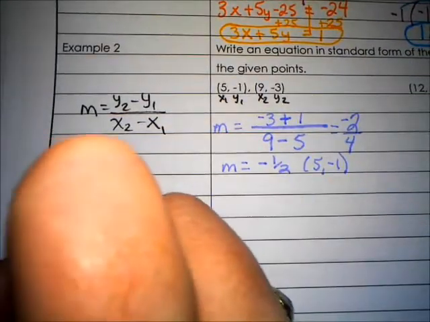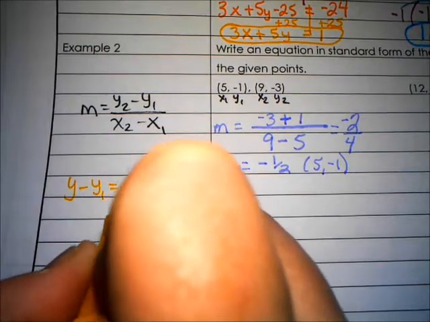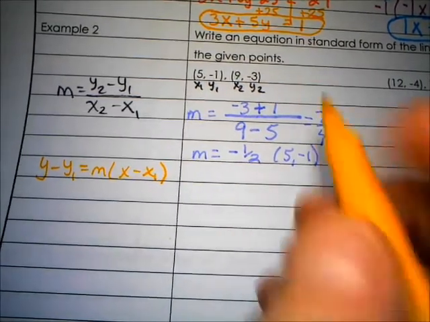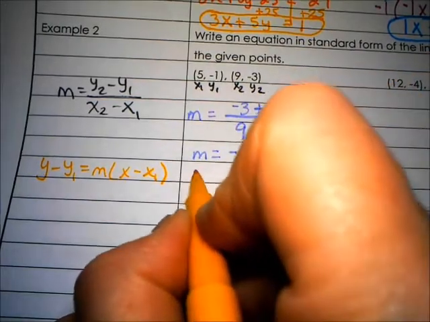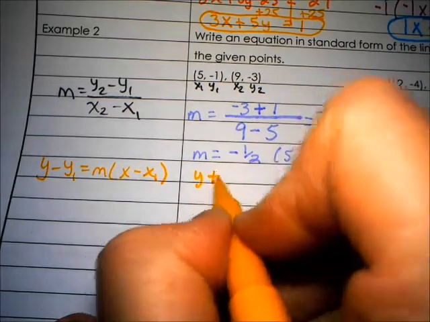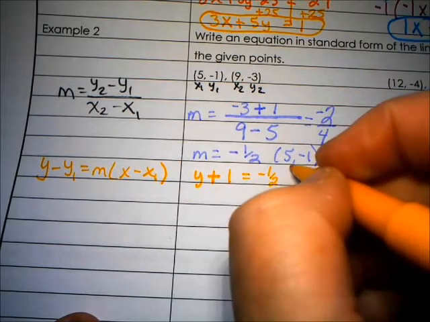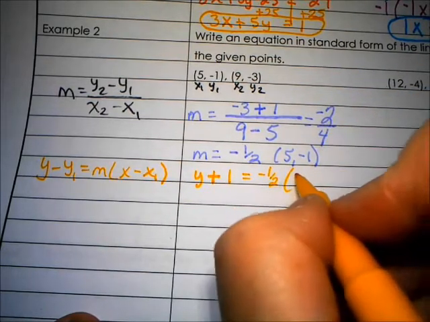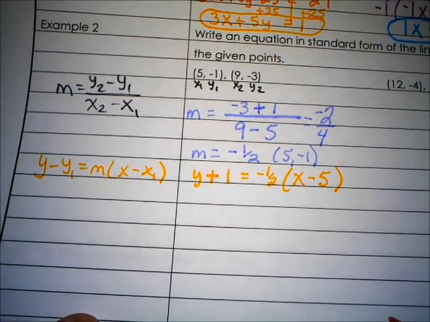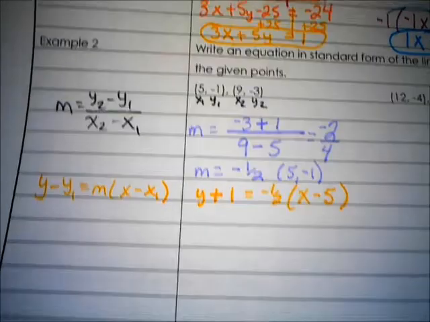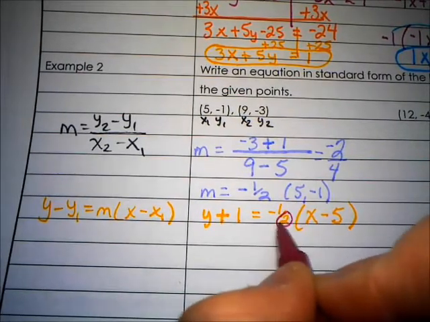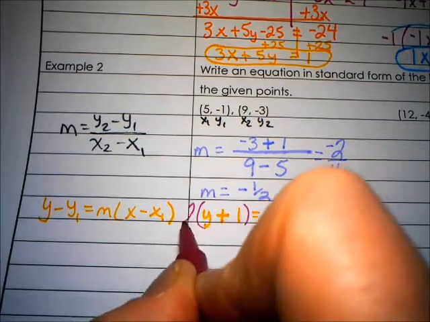My point slope, y minus y1 equals m parentheses x minus x1. If I fill it in, that means I'll have y minus negative 1, which changes it to a positive 1. Then I have my negative 1/2, and x minus x1, which is 5. Alright, I have that fraction again.